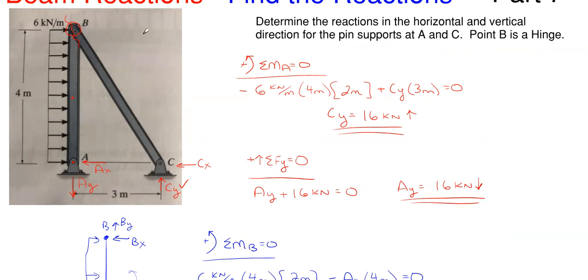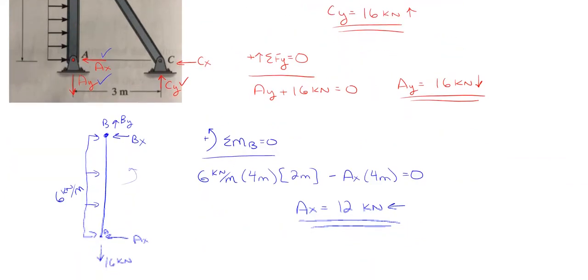Or what you can do is just look at the original picture, the unbroken portion. Since now I have A sub x, I have A sub y, C sub y, I can find C sub x just by summing forces in the x direction, since it's my only remaining unknown. So let's go ahead and do that.